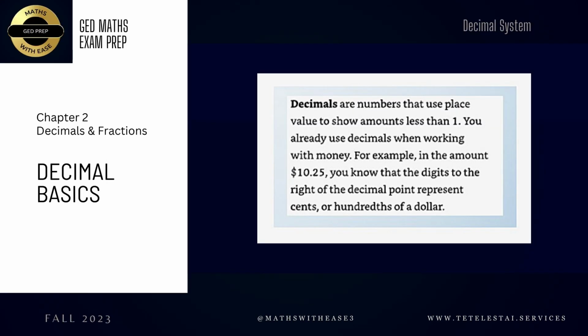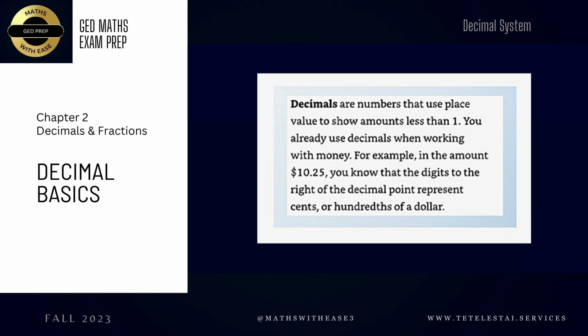So the first lesson today is on decimal basics. Decimals are numbers that reflect amounts that are less than 1 by using place values. So you'll usually see a decimal point placed after a whole number, and everything that appears to the right of the decimal point indicates a portion of the whole number that you're dealing with. So once we're in the zone beyond the decimal point, we're no longer talking about the whole number, we're talking about a portion of it. And the further you move to the right of the decimal, the smaller the portion becomes.